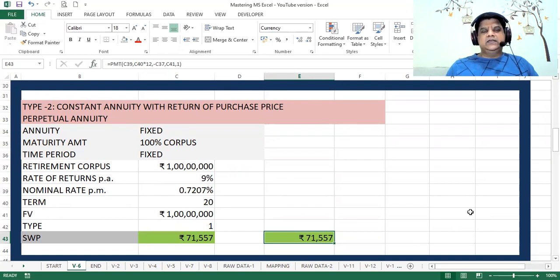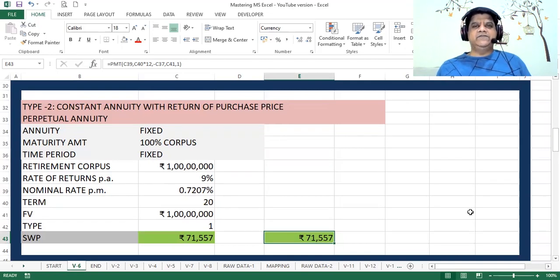In case nothing happens, at the end of 20 years the entire corpus of 1 crore gets paid back. In case something happens in between also, the corpus gets paid back. Now you must be wondering, how does this product work? This product works by paying the interest which it generates to the investor on a monthly basis. So understand here that only the interest component is getting paid. The principal is intact.